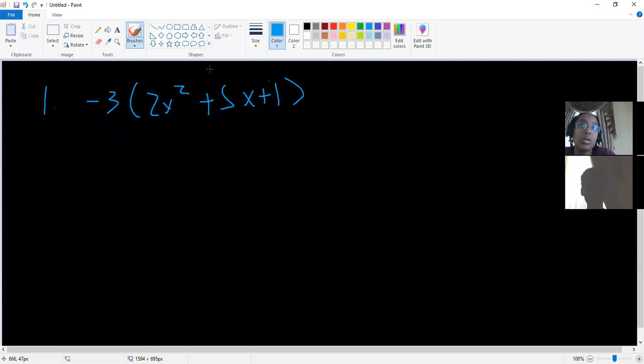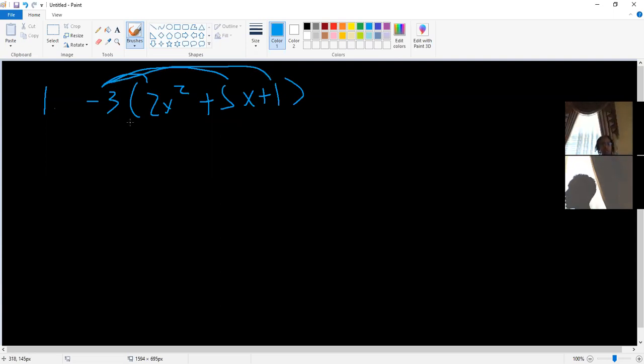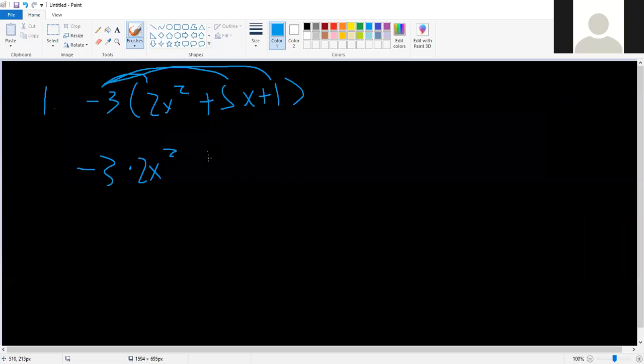So we had this. This is what they gave us. To simplify, we distribute the negative 3 to 2x squared, then to 5x, then all the way to 1. So the negative 3, you multiply it by 2x squared. Again, we have negative 3, multiply it by 5x, and then negative 3 times 1.